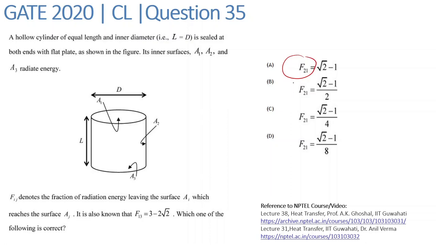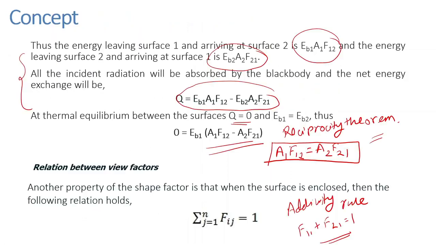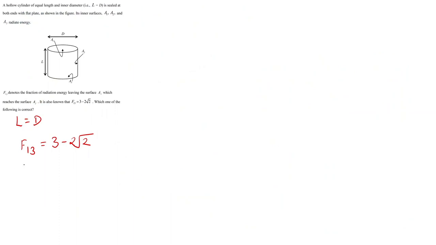Okay, in all these cases we have to find F21 and just compare the values, which one of the following options is correct. So F21 is question mark. Okay, so for this surface, from the additivity rule we can write F11 plus F12 plus F13 will be equal to 1.